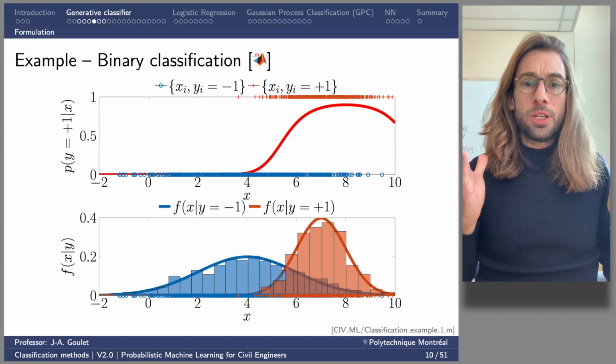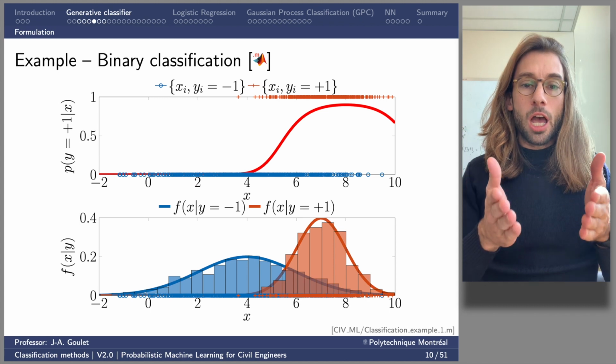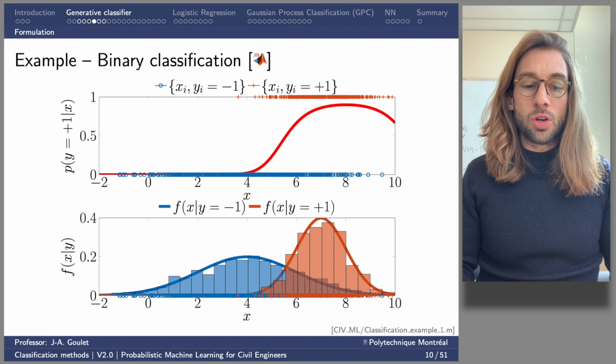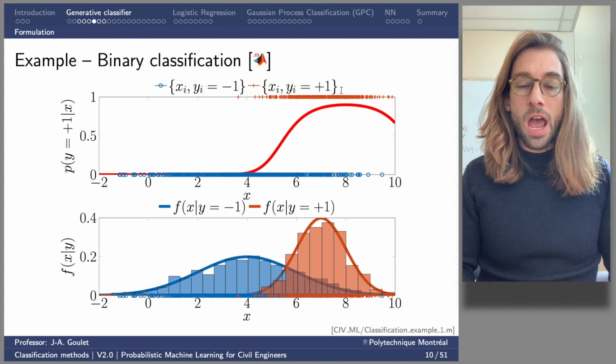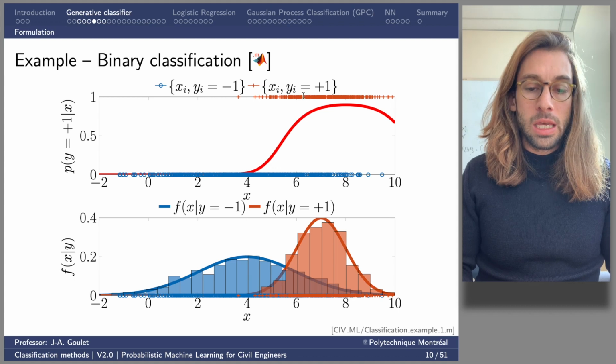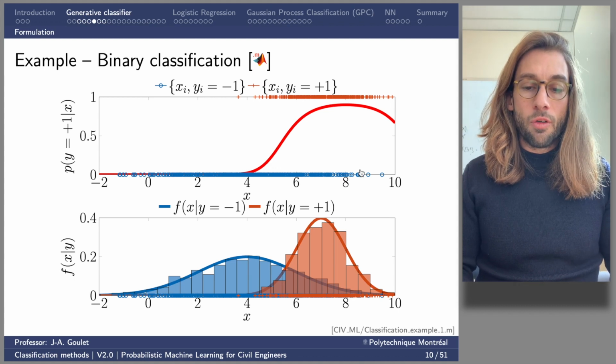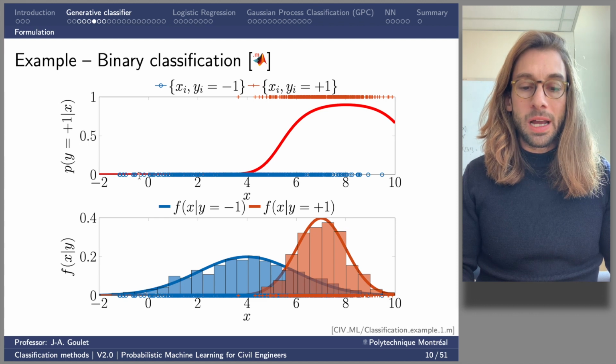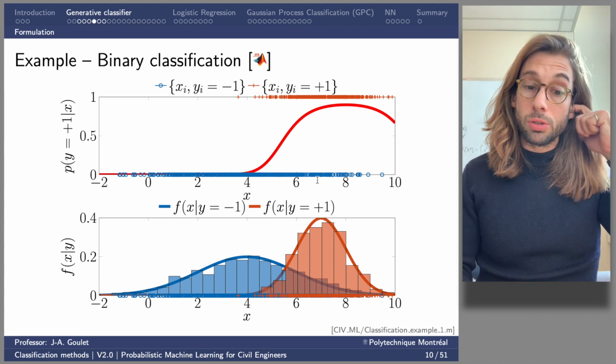So if we put that in application, we could obtain a generative classifier such as this one. Here we have several observations for a class plus 1, represented by these red crosses. The observations for the other class are represented by these blue circles, okay?